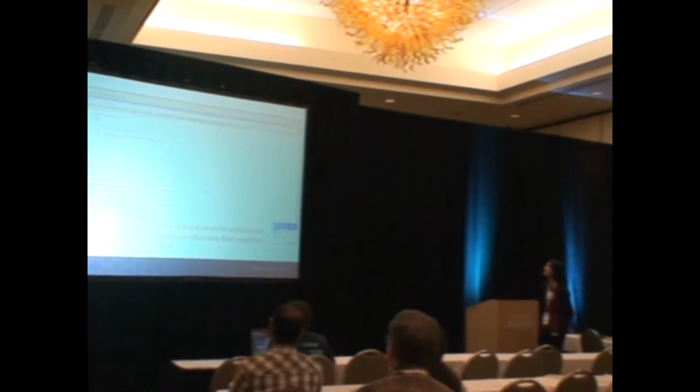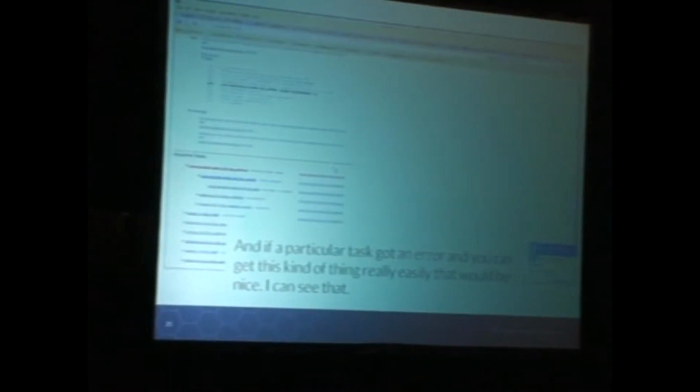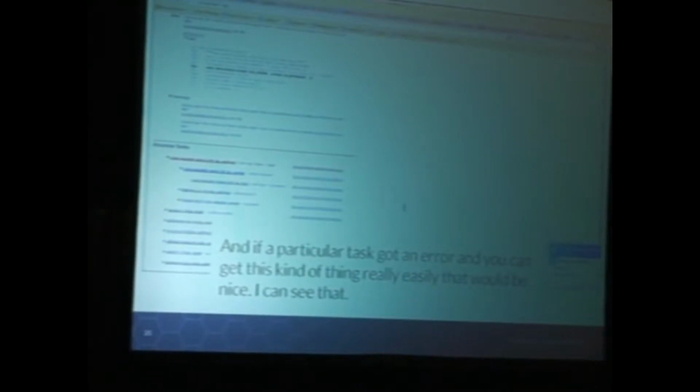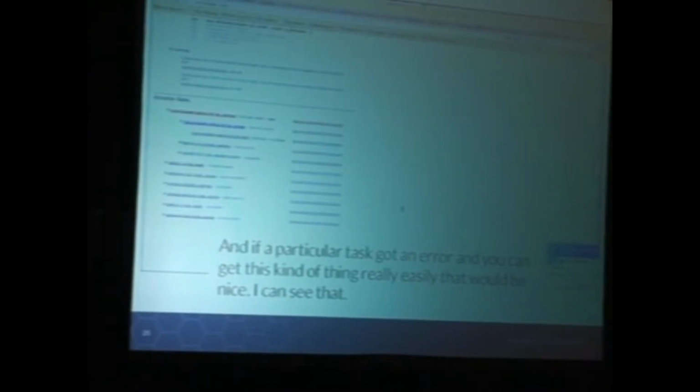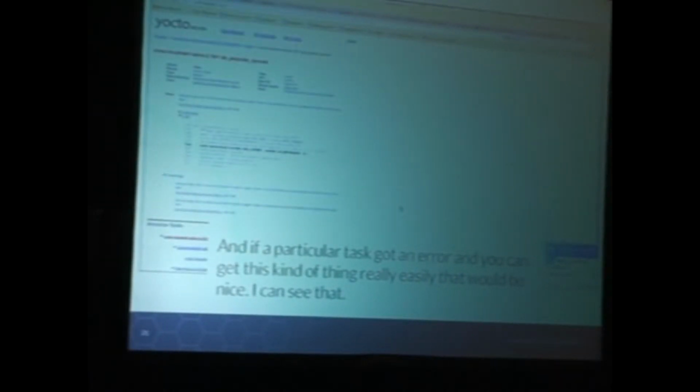And if a particular task got an error and you could get this kind of a thing really easily, that would be nice. I could see that. So it was a no-brainer. Forget about that building stuff. Let's do the metrics. Great.